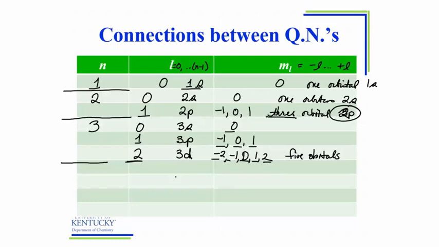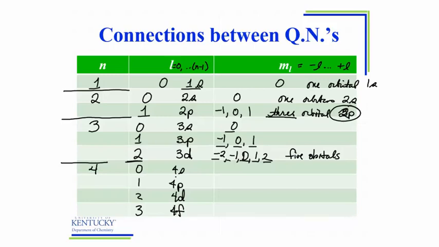Okay, we can move out a little further yet. Let's go to n equals 4. In n equals 4, we're going to have 0, 1, 2, and 3 for our L values. That tells me I have a 4s subshell, a 4p subshell, a 4d subshell, and a 4f subshell. Those are the subshells that are in the fourth shell.